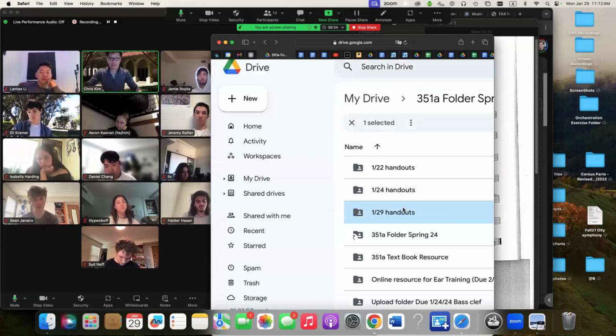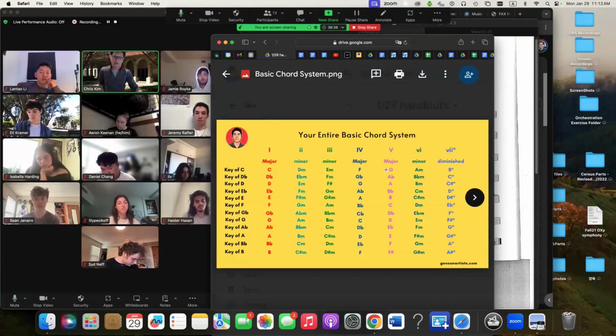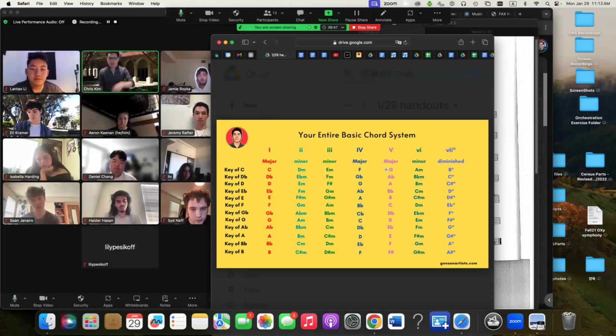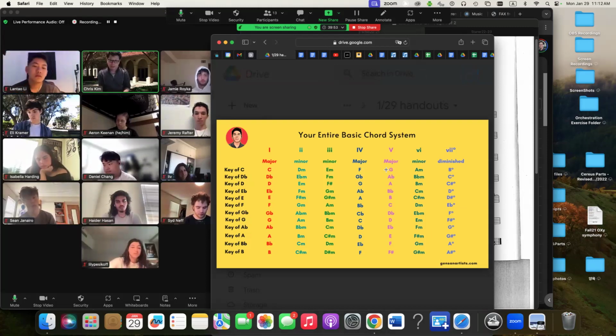So in today's handout folder, I have a couple of graphs for you. What I did is I found this online. Somebody filled out the quality of the basic core system. A capital Roman numeral I is major. A lowercase ii is minor. So ii, iii, vi are minor, I, IV, V are major, and vii is diminished. We all know that, right?